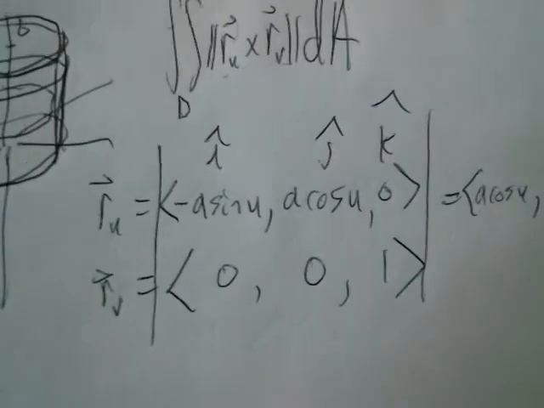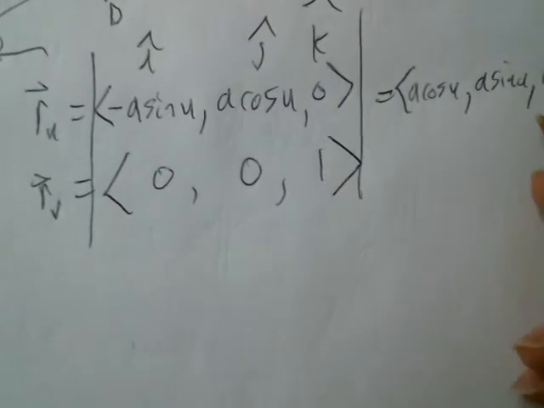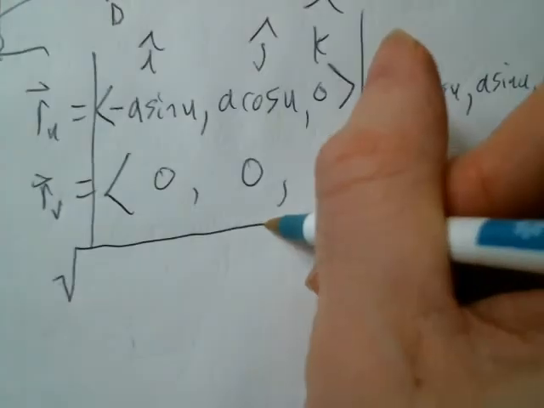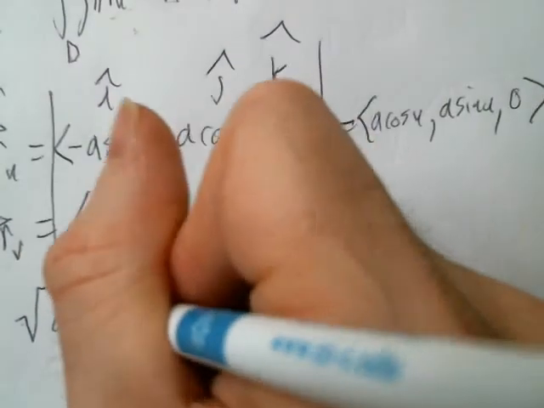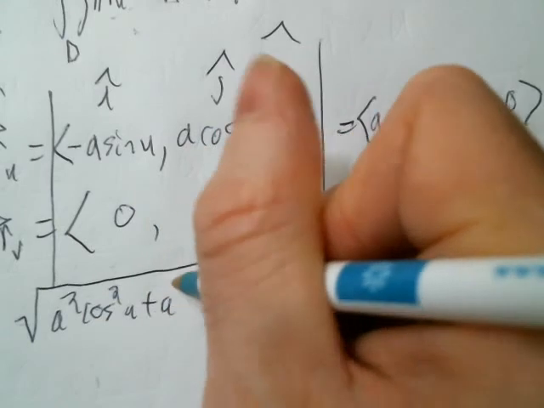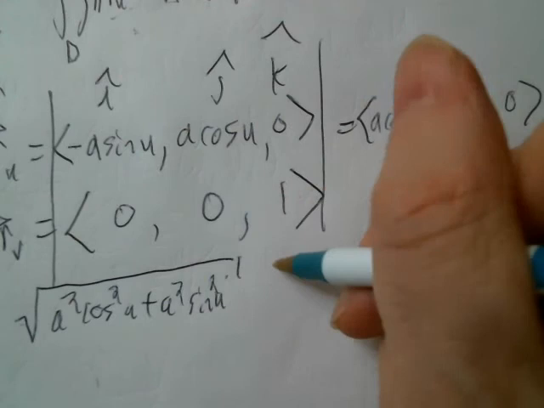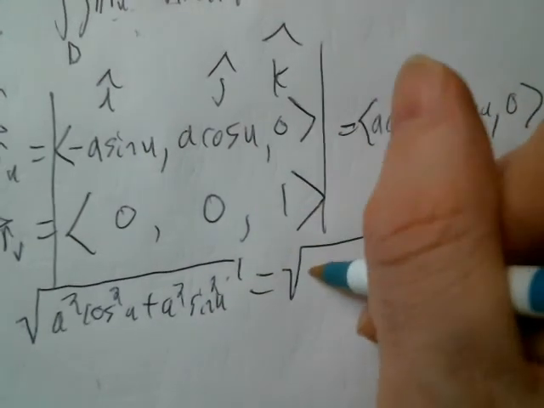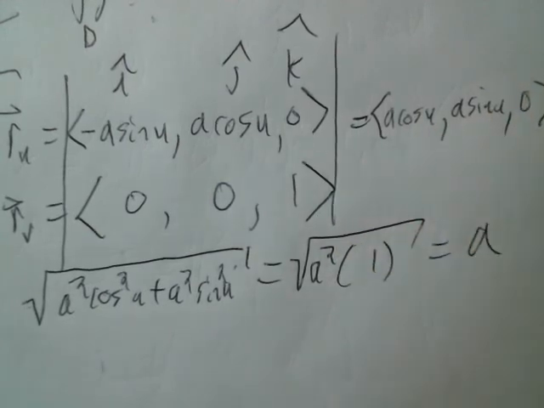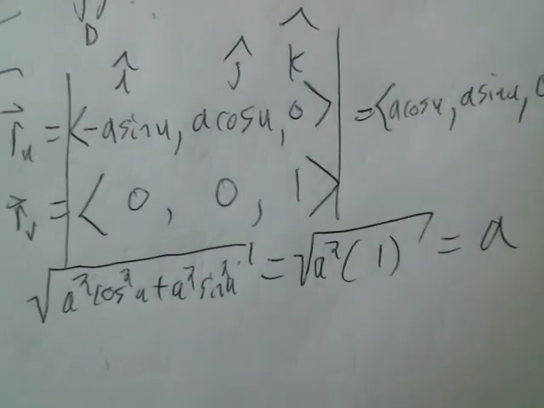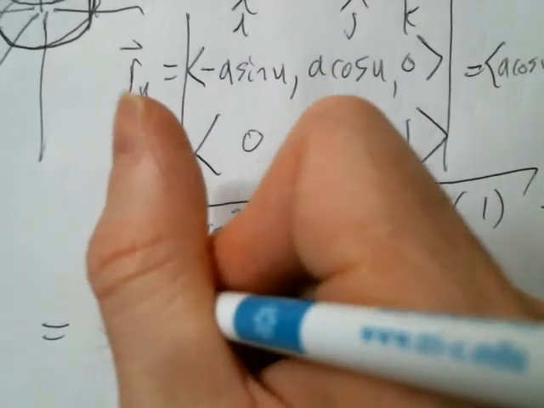Okay. All right, I need the magnitude of that for my integral. So the magnitude is just the square root of the sum of the components squared. So I have a squared cosine squared u plus a squared sine squared u plus 0. I can factor out the a squared. You get a squared times cosine squared plus sine squared. That's just 1 again. So the magnitude of RU cross RV is a. So I can dump that into my integral.